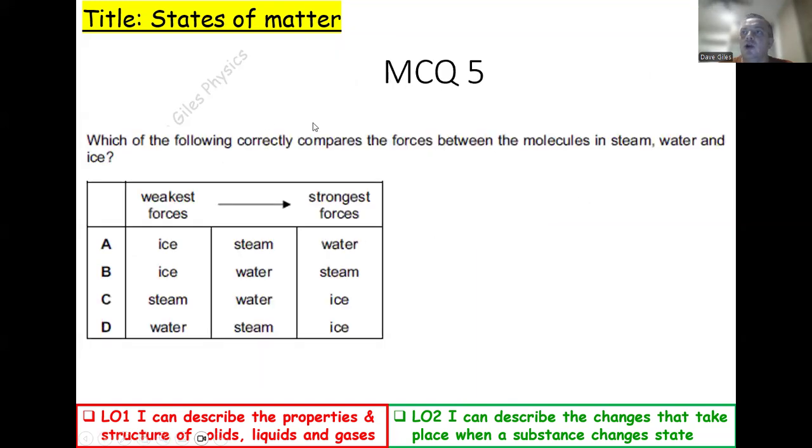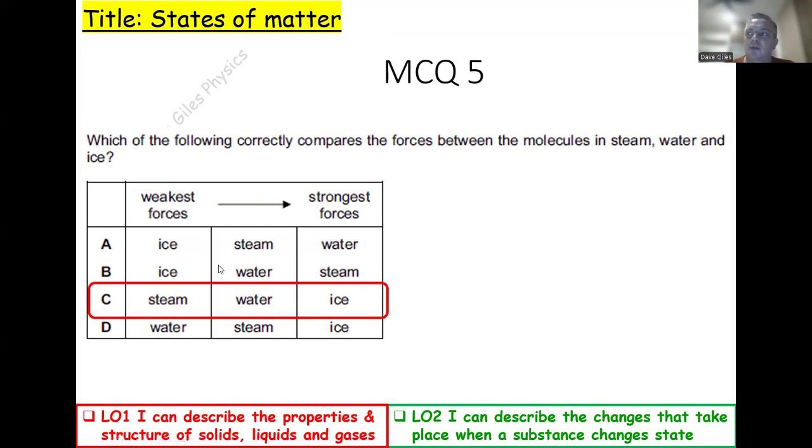Question 5. Which of the following correctly compares the force between the molecules in steam, water, and ice? I'll give you a clue. They are more strongly held together in the solid state. So that means the weaker state is gas, the medium state is liquid. So the answer is C.